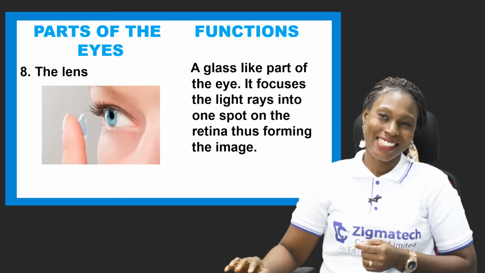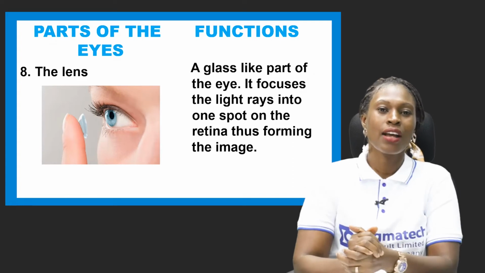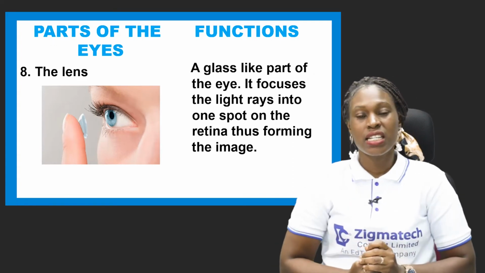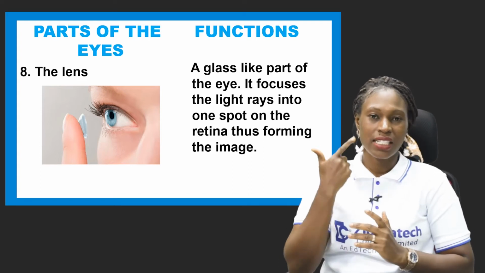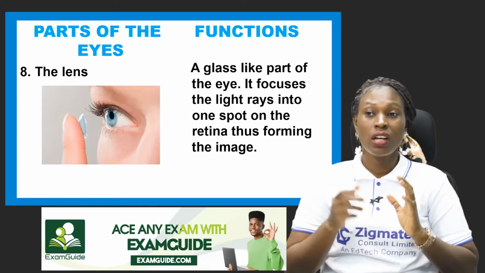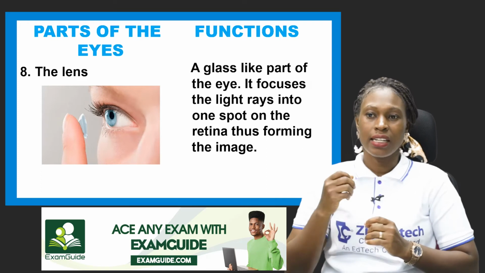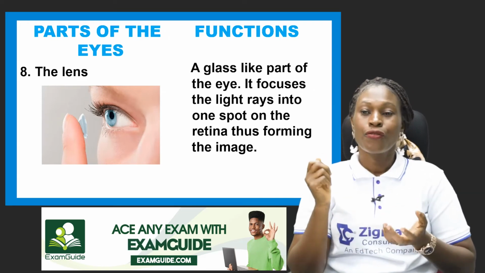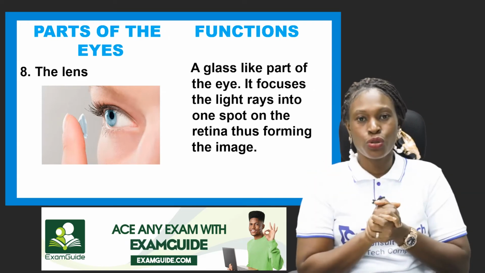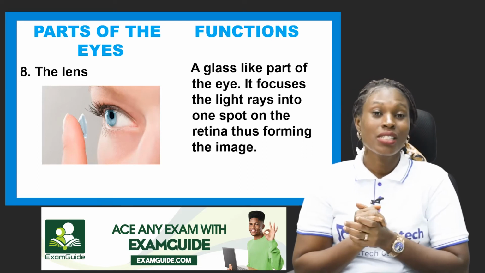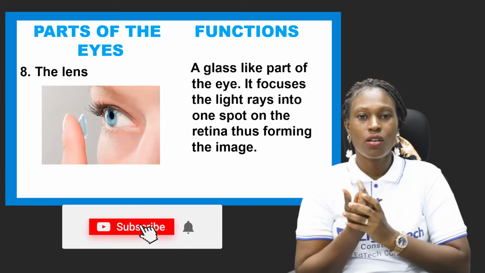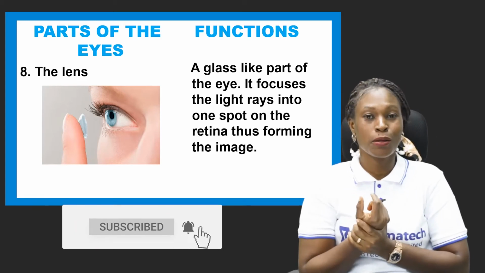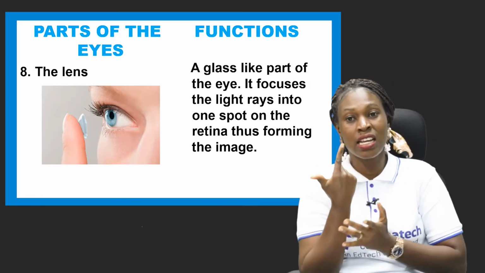Now, the lens. Another part of the eye we should be familiar with is the lens. Now, it's a glass-like part of the eye. It focuses on light rays, and it forms the image that we tend to see. Now, today as well, people can actually fix up lens, different colors. People can actually put lens in their eyes.